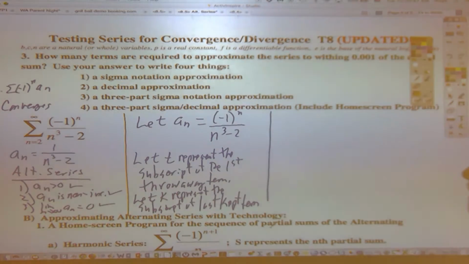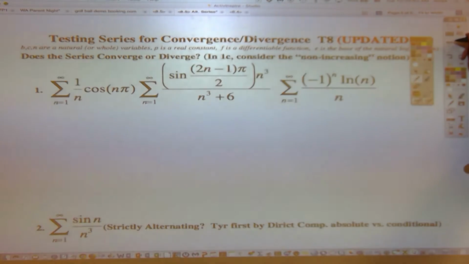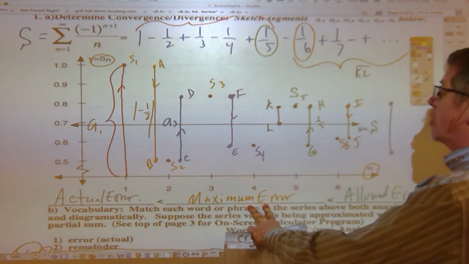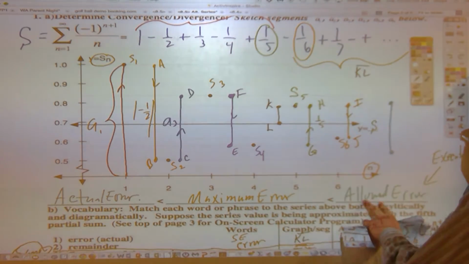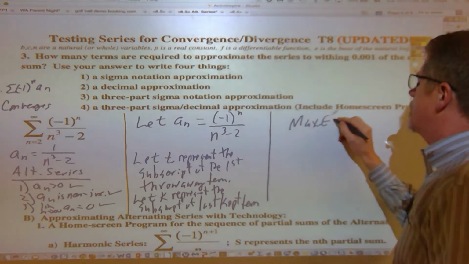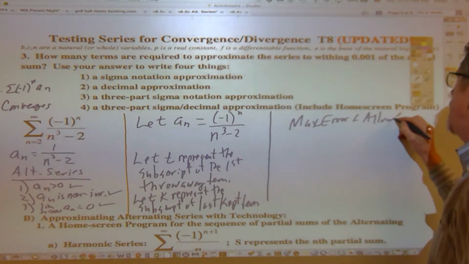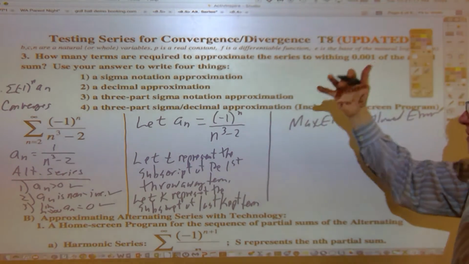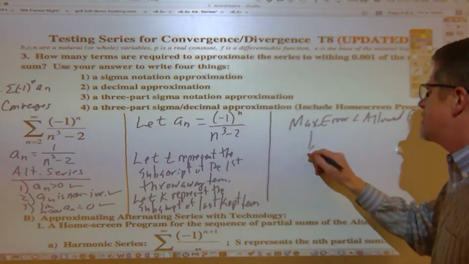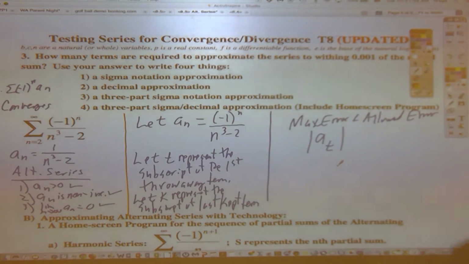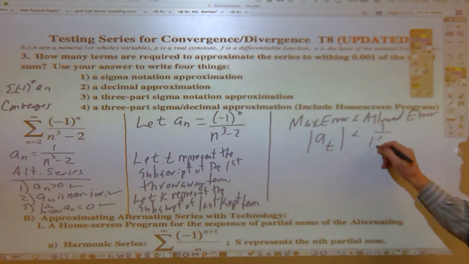Those are our definitions. Now, we always start with the big idea. Our big idea comes from this diagram, and that is that our maximum error, which is code language for the first throwaway term, had better be less than the allowed error. So we're going to start with those words: maximum error has got to be less than the allowed error. That's the idea that drives us through the inequality creation. Maximum error is always the first throwaway term, so it's the absolute value of a sub t. It's going to start out the same way every time. Absolute value of a sub t is less than 1 over 1,000.